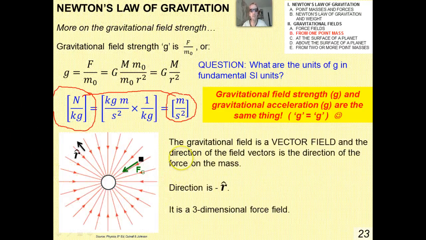Okay? The gravitational field is a vector field, and the direction of the field of vectors is the direction of the force on the mass. The direction is negative r hat. Here's your positive r hat, the unit vector pointed outwards. The direction of the gravitational field is negative r hat. It is a three-dimensional force field.